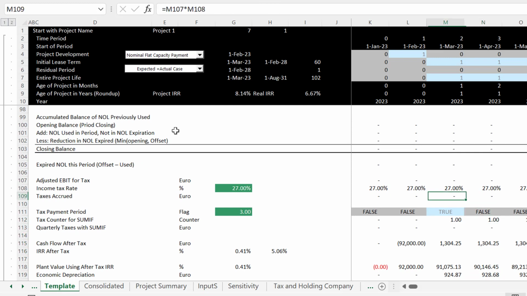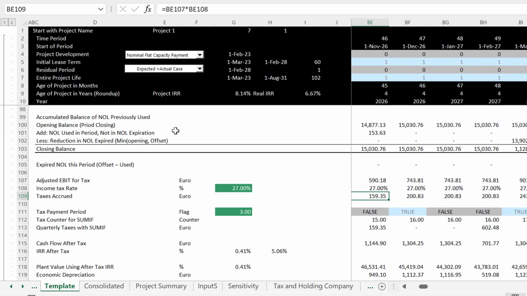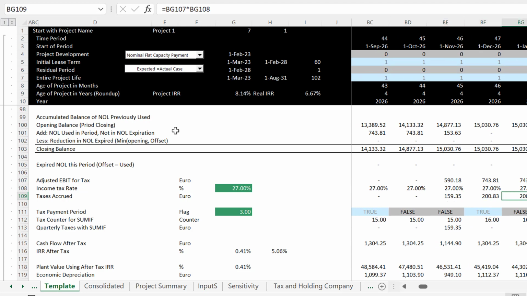And then, okay, I'm going to try to finish this. Look at me. I'm going to talk a little bit more quickly. We put our tax rates in, and then we get our taxes accrued. And eventually we start paying some taxes after the NOL.